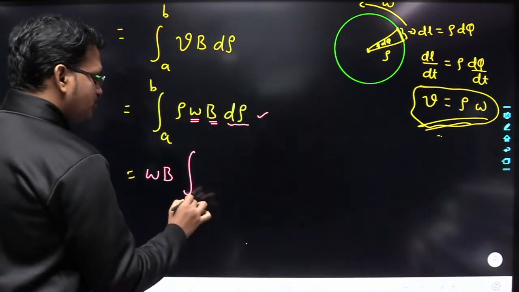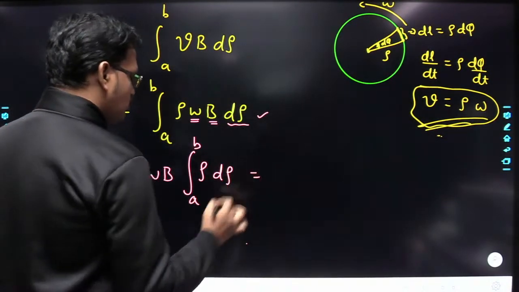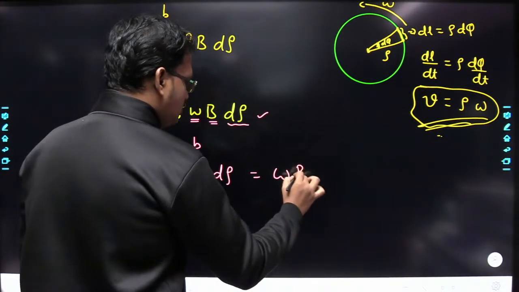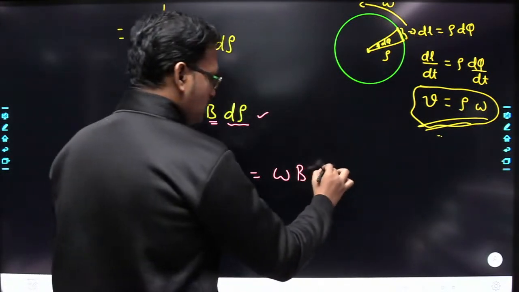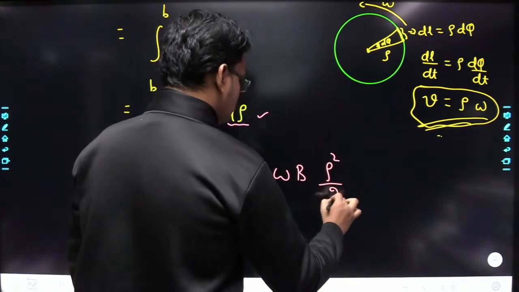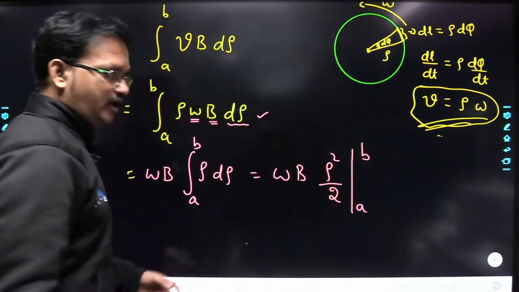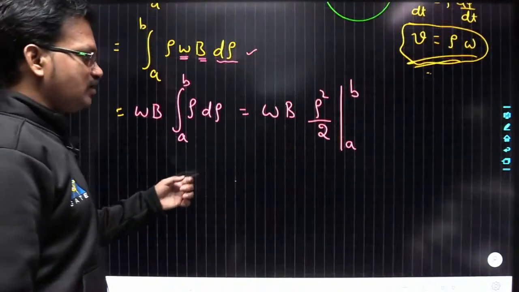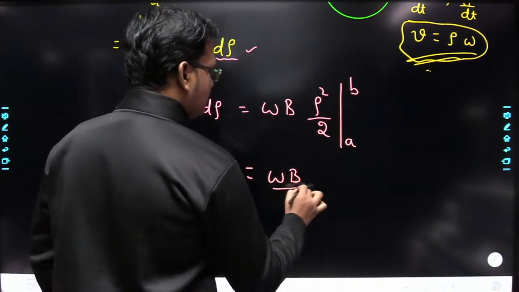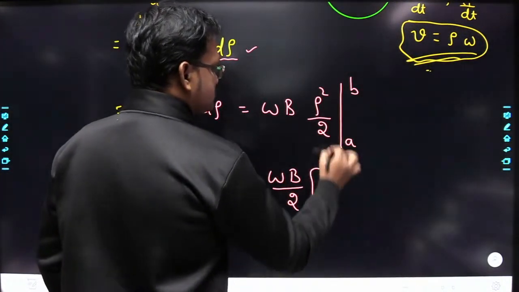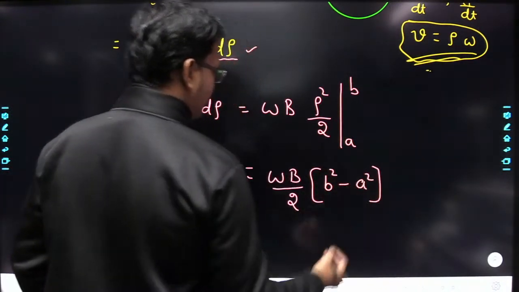So omega into B, integral A to B, rho into d rho. That is equal to omega into B. What is the integration of rho here? Rho square by 2, integral A to B. So what you are going to get is omega into B divided by 2. Here substitute, you are going to get B square minus A square.